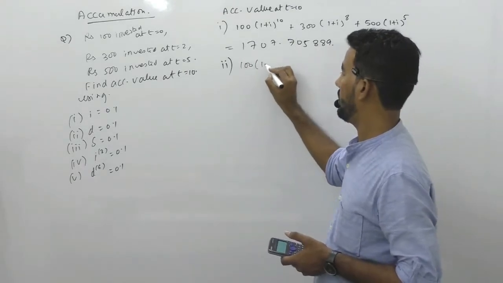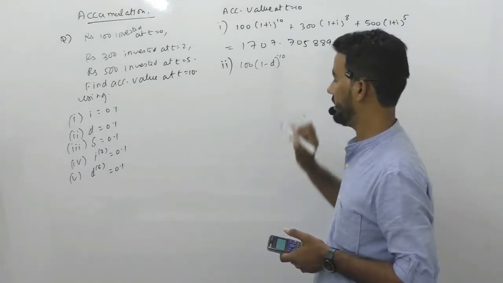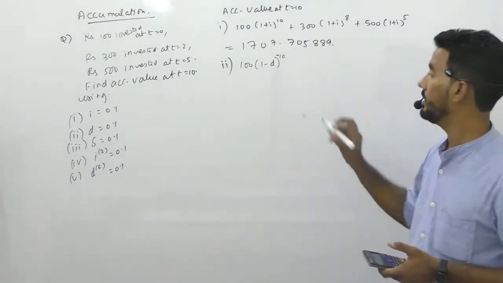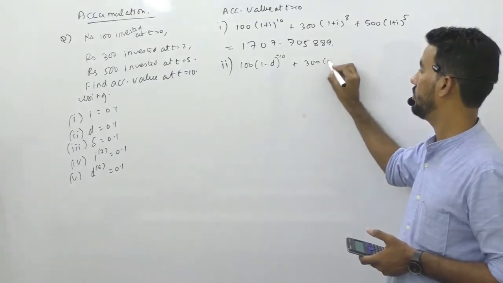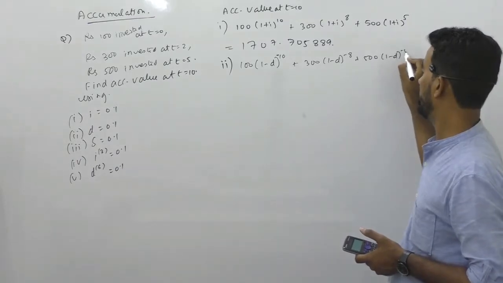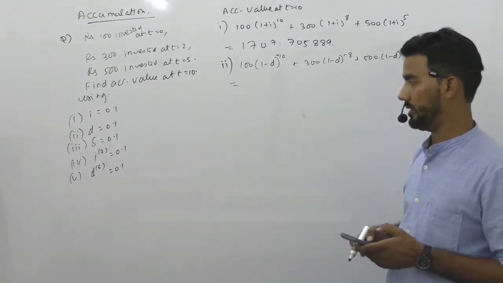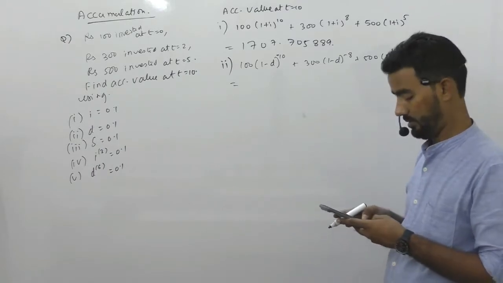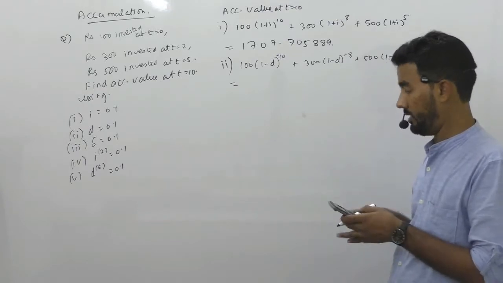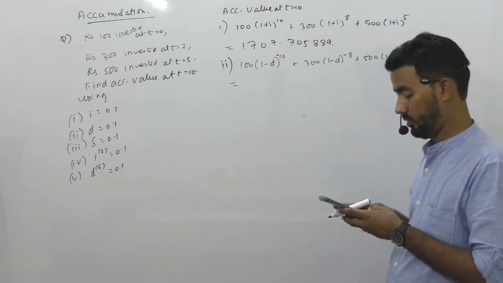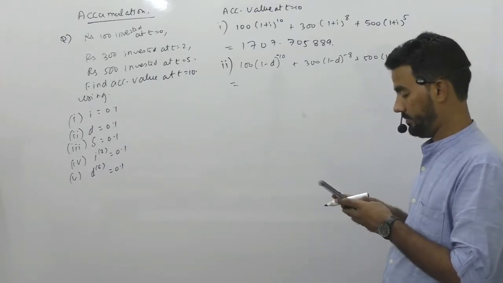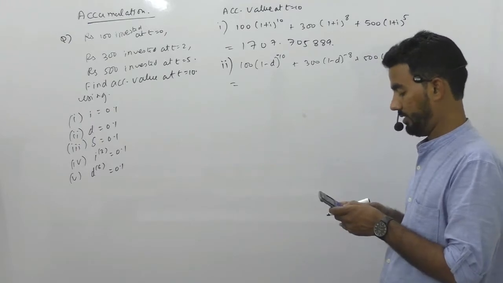So 100 into 1 minus d to the power minus 10. When you want to accumulate using discount rate, the accumulation factor is 1 minus d raised to minus the number of years. Then 300, 1 minus d raised to minus 8. Then 500, 1 minus d raised to minus 5. So using discount rate 10%, let's see what's the answer. 1 minus d is 0.9. So 0.9 raised to minus 10 into 100 plus 300 into 0.9 raised to minus 8 plus 500 into 0.9 raised to minus 5.